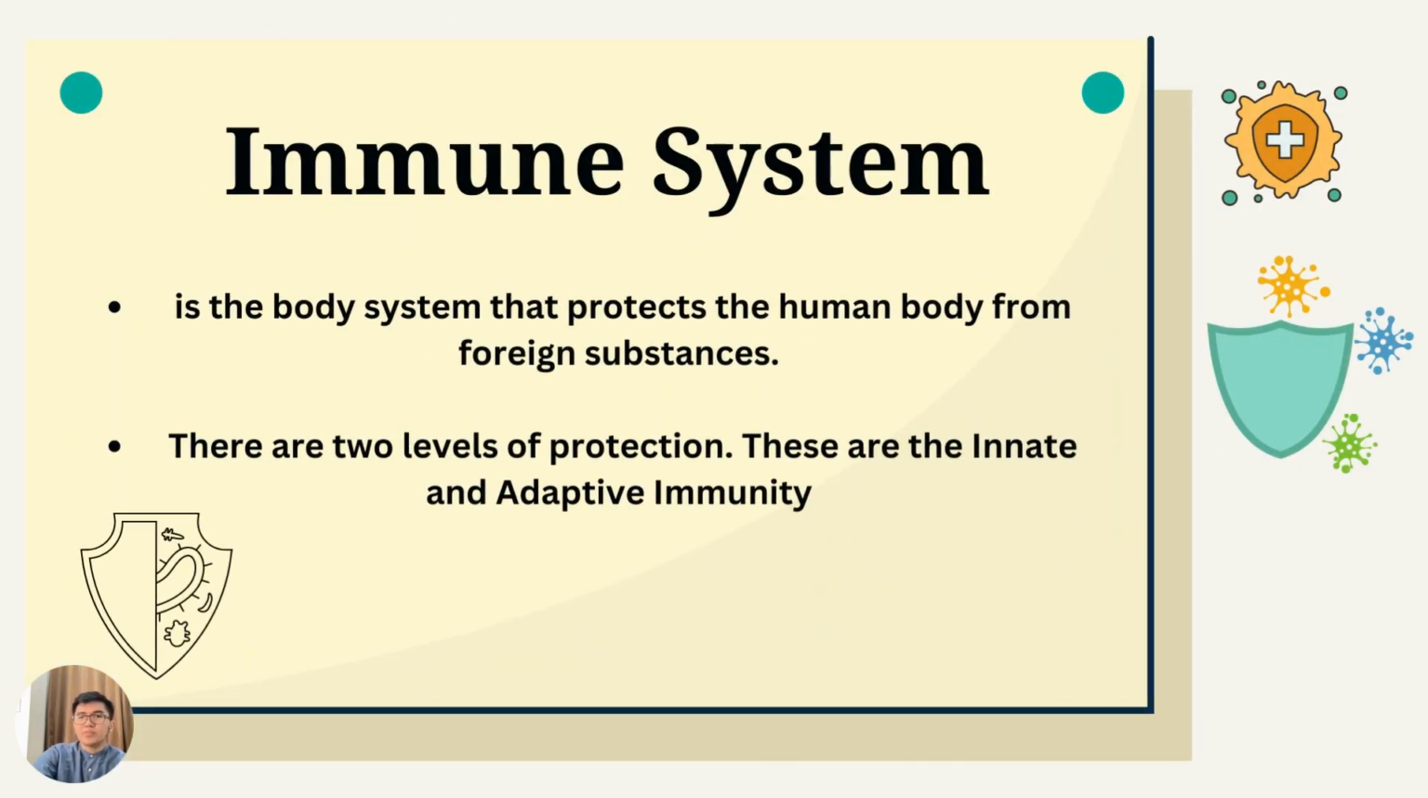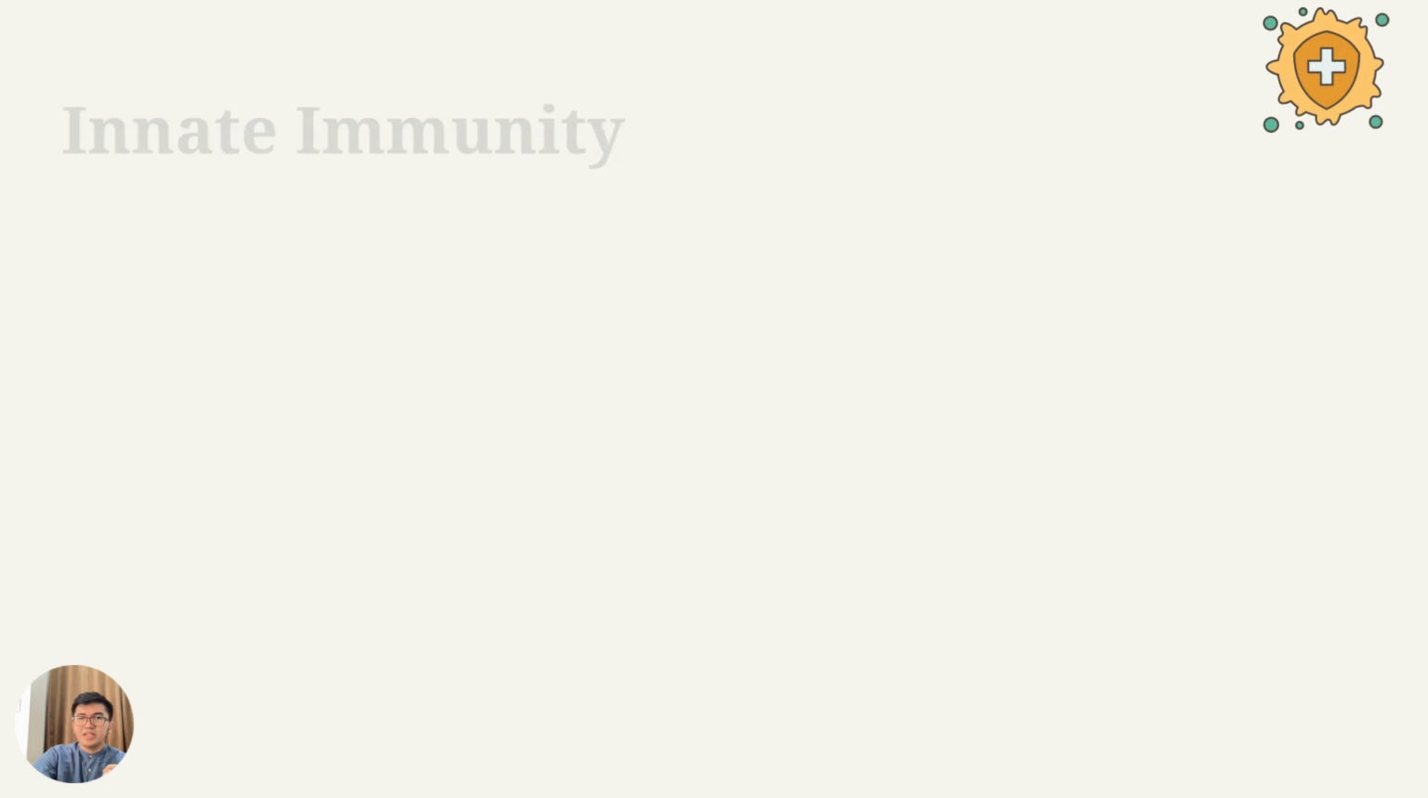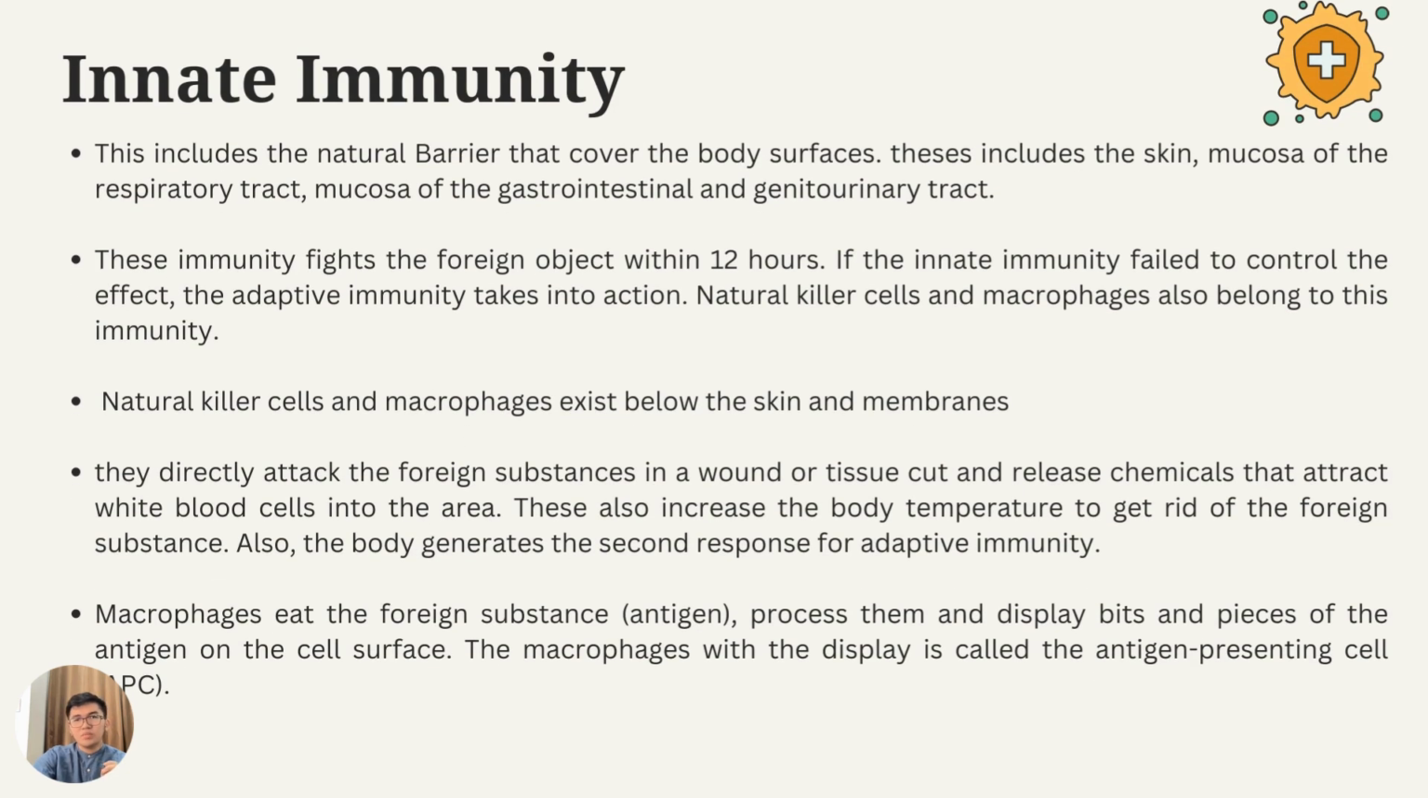So next is the immune system. It is the body system that protects the human body from foreign substances. There are two levels of protection: innate and adaptive immunity. Innate immunity includes the natural barriers that cover the body's surfaces. This includes the skin, the mucosa of the respiratory tract, and the mucosa of the gastrointestinal tract.